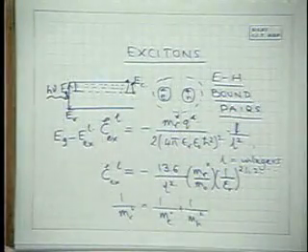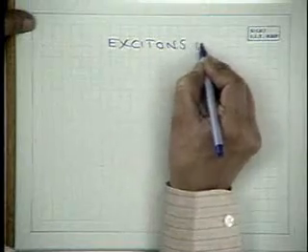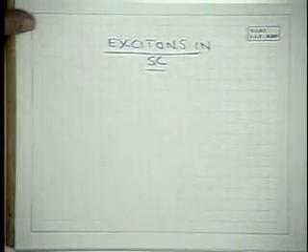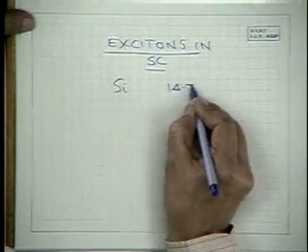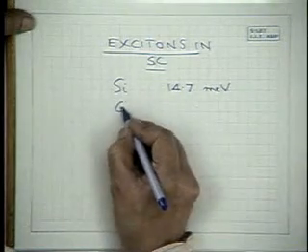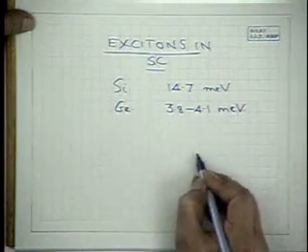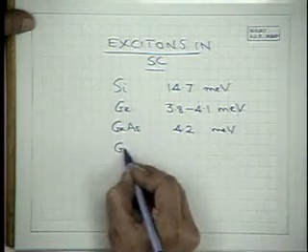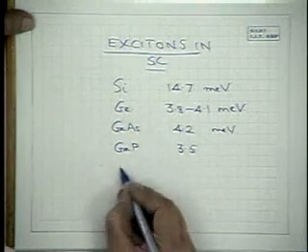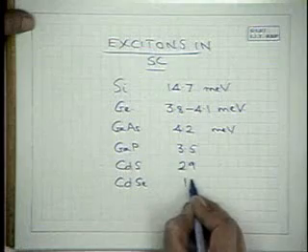I may give some typical energies of excitons in semiconductors, and we find that, for example, for silicon, the excitonic energy is 14.7 milli-electron volts. For germanium, it's 3.8 to 4.1 milli-electron volts. For gallium arsenide, it's about 4.2, and for gallium phosphide, it's 3.5. Cadmium sulfide is 29, cadmium selenide is 15.